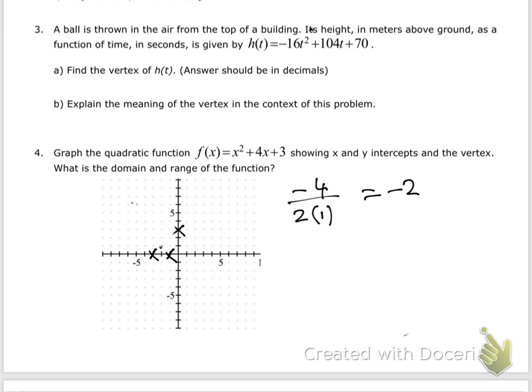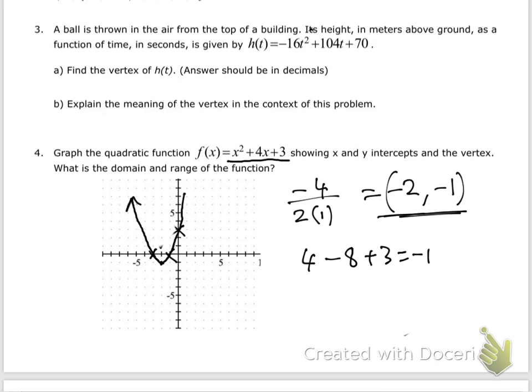So let's take a look at this. We've found negative 2 as the x-coordinate. If I plug it back in to the function, what's the y-coordinate? Okay, so we have negative 2 squared is positive 4. 4 times negative 2 is negative 8 plus 3. That equals negative 1. So negative 2, negative 1 is my vertex. And I'm going to put that on the graph there. And I just join all these together. Okay, there we go. That is the graph.